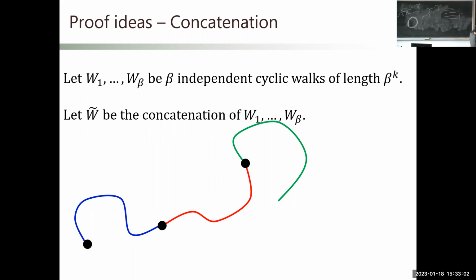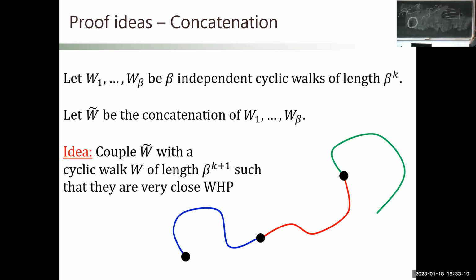So if the red path intersects the blue path, then when you take the concatenation of independent walks, you don't have to take it into account. But for the long cyclic walk, you have to take this kind of interaction into account. But it turns out what you want to do is to couple. You want to try to couple the concatenation of shorter walks with a long walk of length beta to the k, with a long cyclic walk of length beta to the k plus 1.